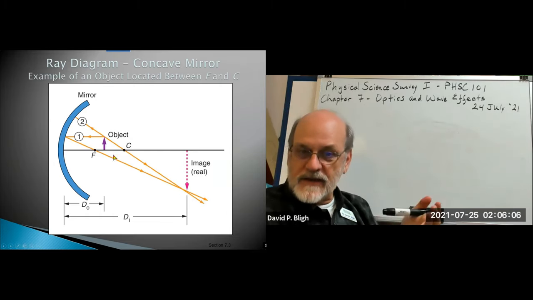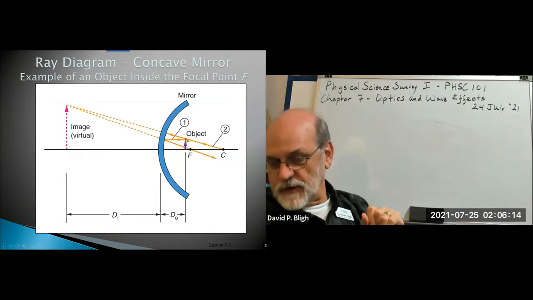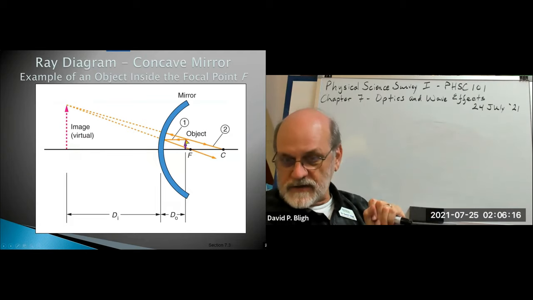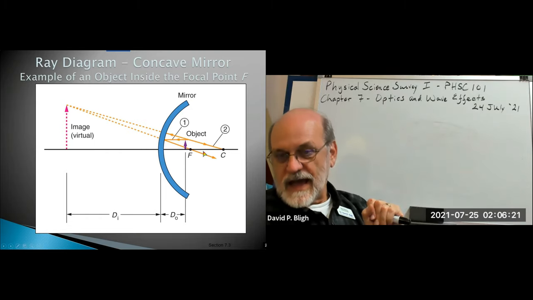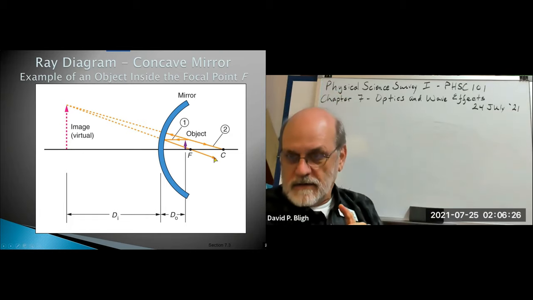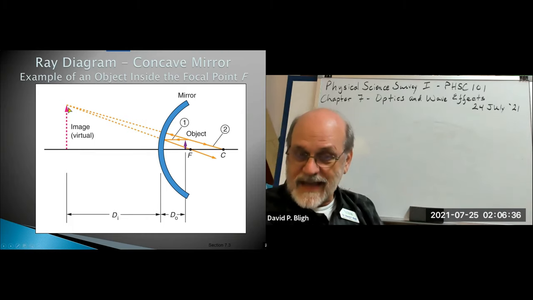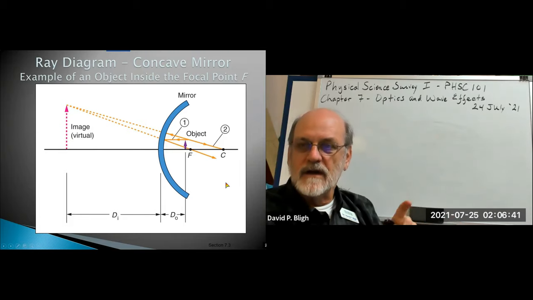Now, the third case is where we put the object inside the focal point. Here, inside the focal point, now we draw our rays here, here, and then here, here. And these two rays do not meet on the front side of the mirror. They appear to come from the back side of the mirror. Okay? In that case, the image is virtual. Now, what do I mean by real or virtual?